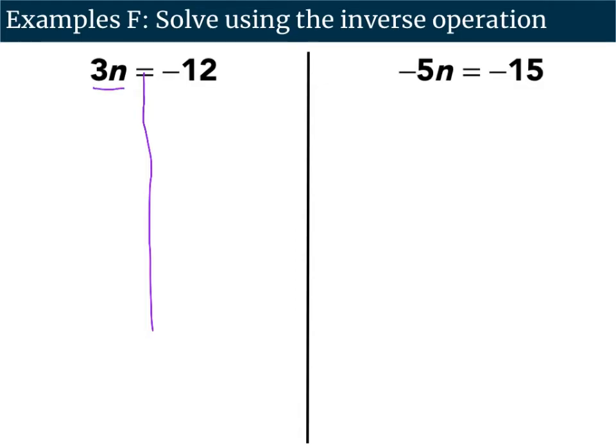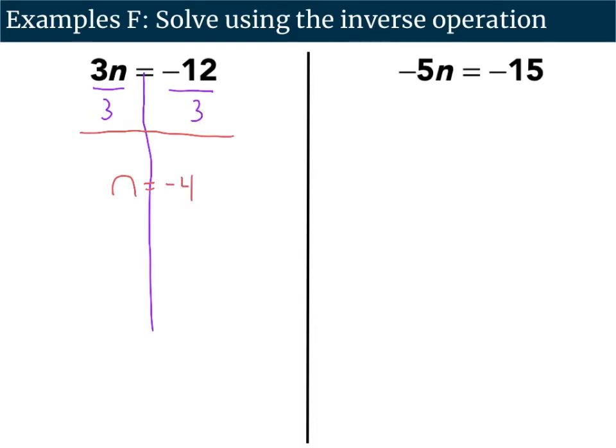So I'm going to divide both sides by 3 because whatever I do to the left-hand side, I need to do to the right-hand side; I need to do things to both sides of the equation. Now, 3n divided by 3 is going to give me 1n. I don't have to write the 1, I can just write n. I know that it's 1n. Negative 12 divided by 3 is going to give me negative 4.